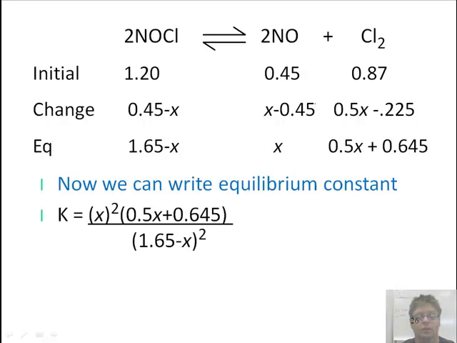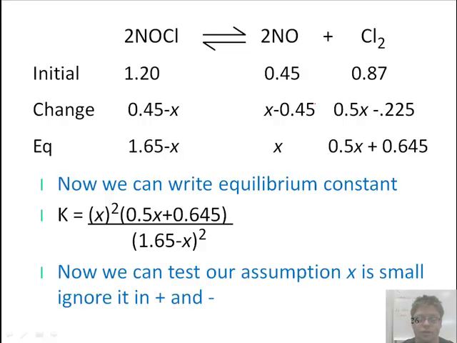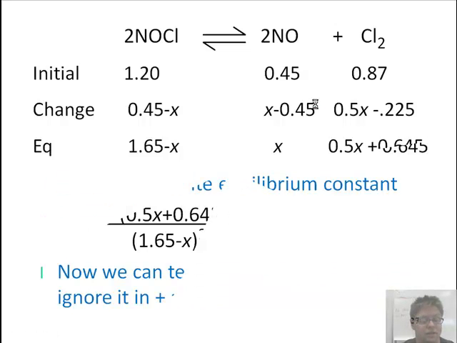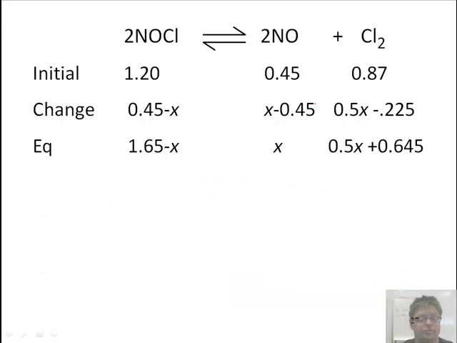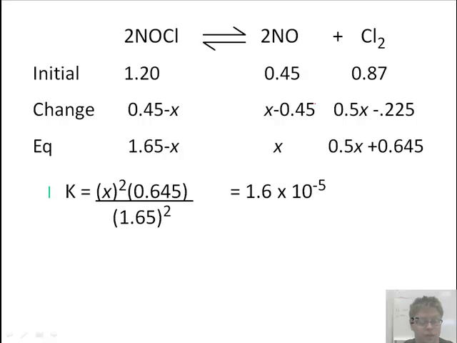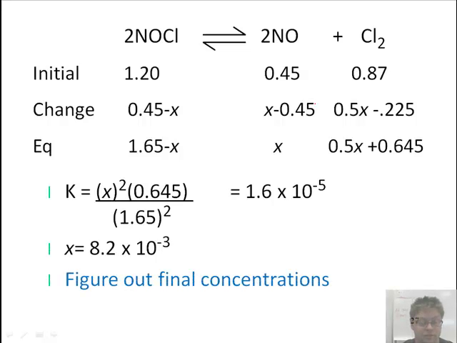Now we can write the equilibrium constant. So we've got x squared over 0.5x plus 0.645 over 1.6 minus x squared. Now we can test our assumption x is small. Ignore it in plus and minus. So to test our assumption, if we ignore it in plus and minus, x equals 8.2 times 10 to the negative third.